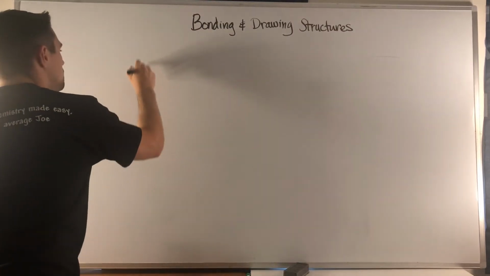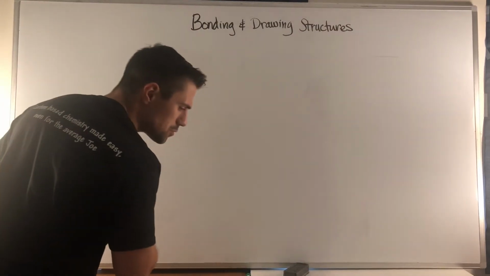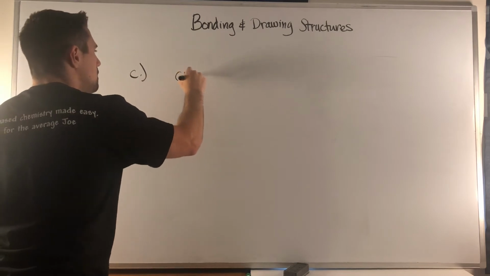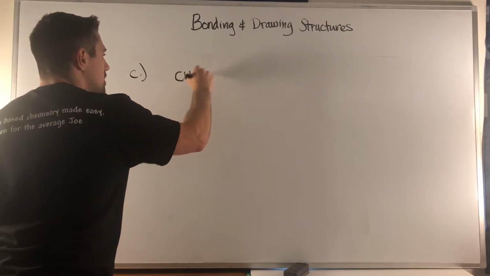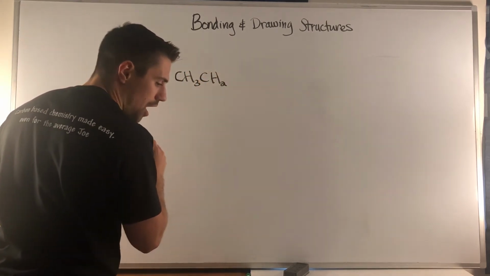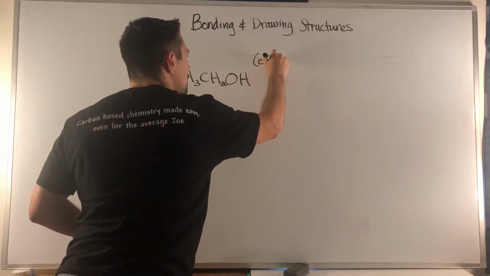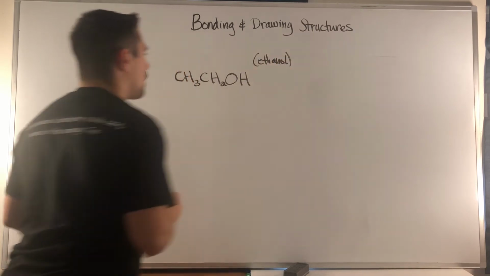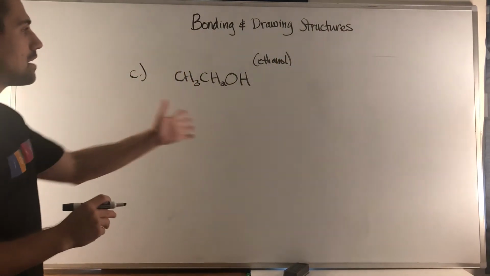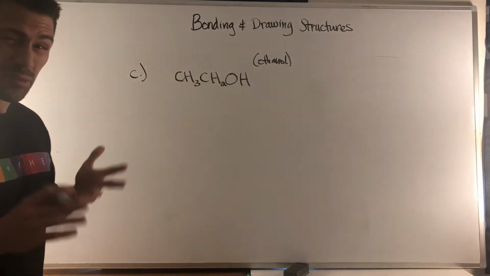Alright, C. So for this one, a little bit more straightforward. I almost think these are a slightly different category of Lewis dot structure question, if you will. So this is our good pal ethanol. Okay, so this is almost right along in a row. I'm almost going to do this a little bit differently.